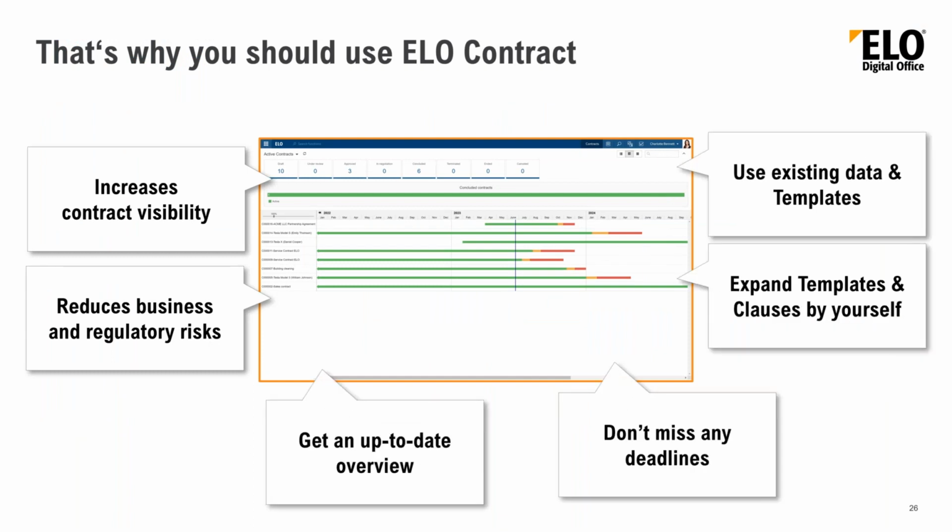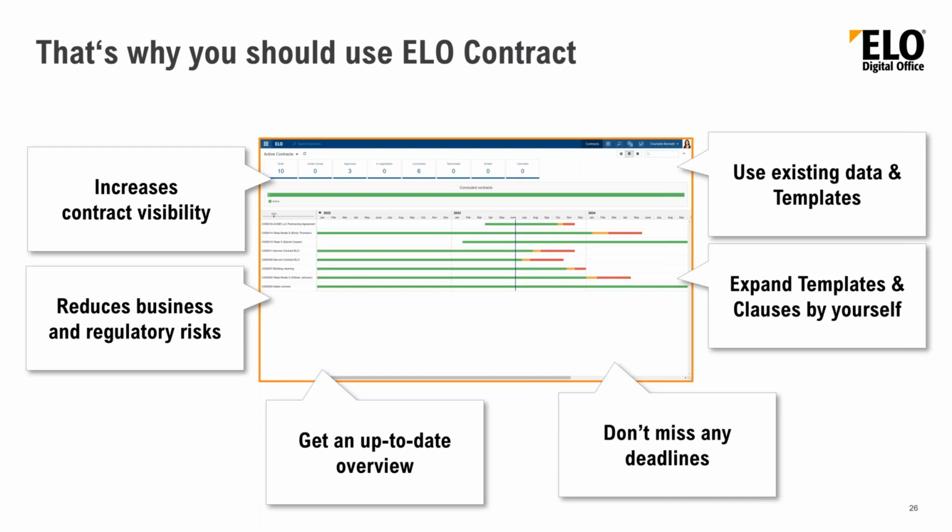You can use existing data and templates for working with ELO Contract. For example, when you have your customers' data somewhere in an ERP or CRM, then you can reuse those data as well. Or when you have some templates for your contracts, then you can reuse them with the business solution ELO Contract. You can expand the templates and clauses by yourself. So you can create your own clause for the different contract types, for example.